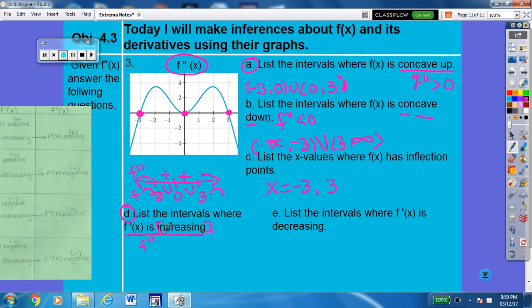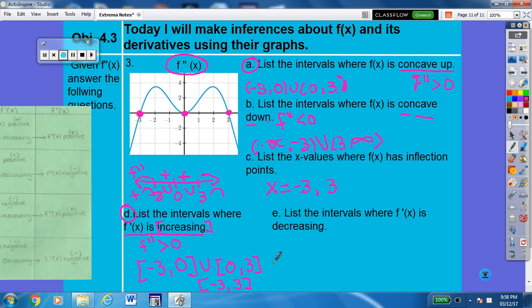f prime is increasing when the second derivative is positive. But again, because of the increasing, we have to include -3 to 0, and 0 to 3, which is the same thing as writing -3 to 3.